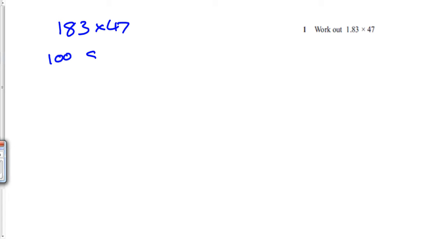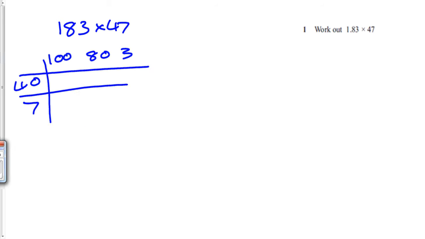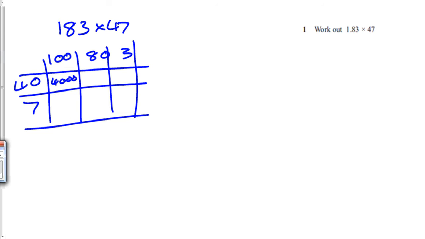I usually break it down to 100, 80, and 3, multiplied by 40 and 7. And then we work out each individual box. So 100 times 40 is 4,000. 4 times 8 is 32, and there's 2 zeros there. You've got 40 times 3, which is 120. So that adds up to 7,320.